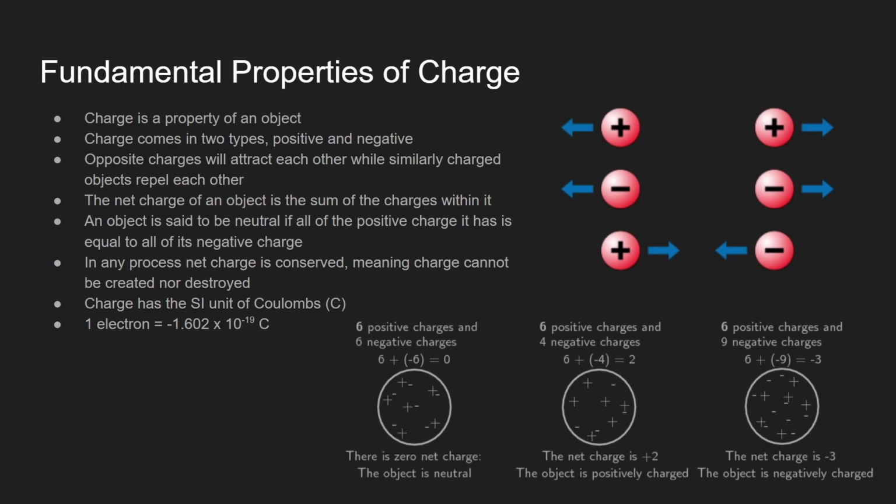Charge comes in two types. It can be either positive or negative. So if you look on the right, we have positive charge and negative charge. Those are the two types it comes in. Opposite charges will attract each other, like this positive right here attracting this negative, and you can see that by the force arrows pointing towards each other.